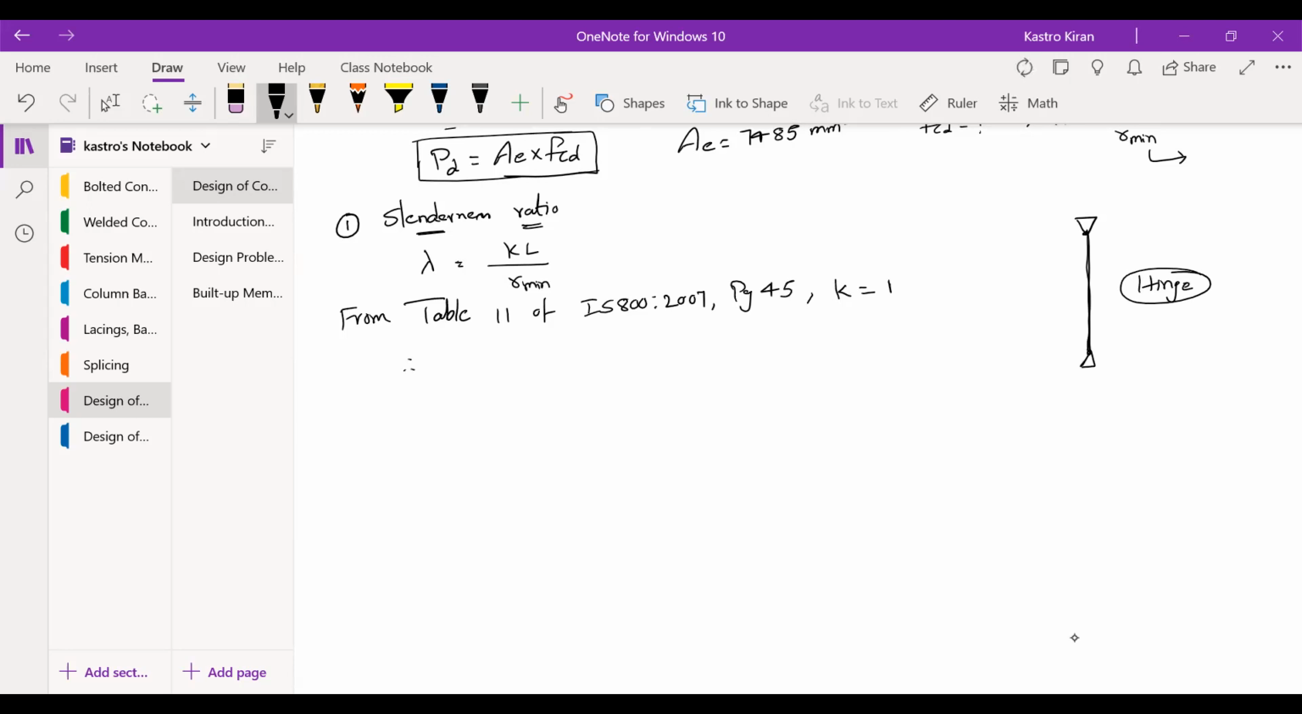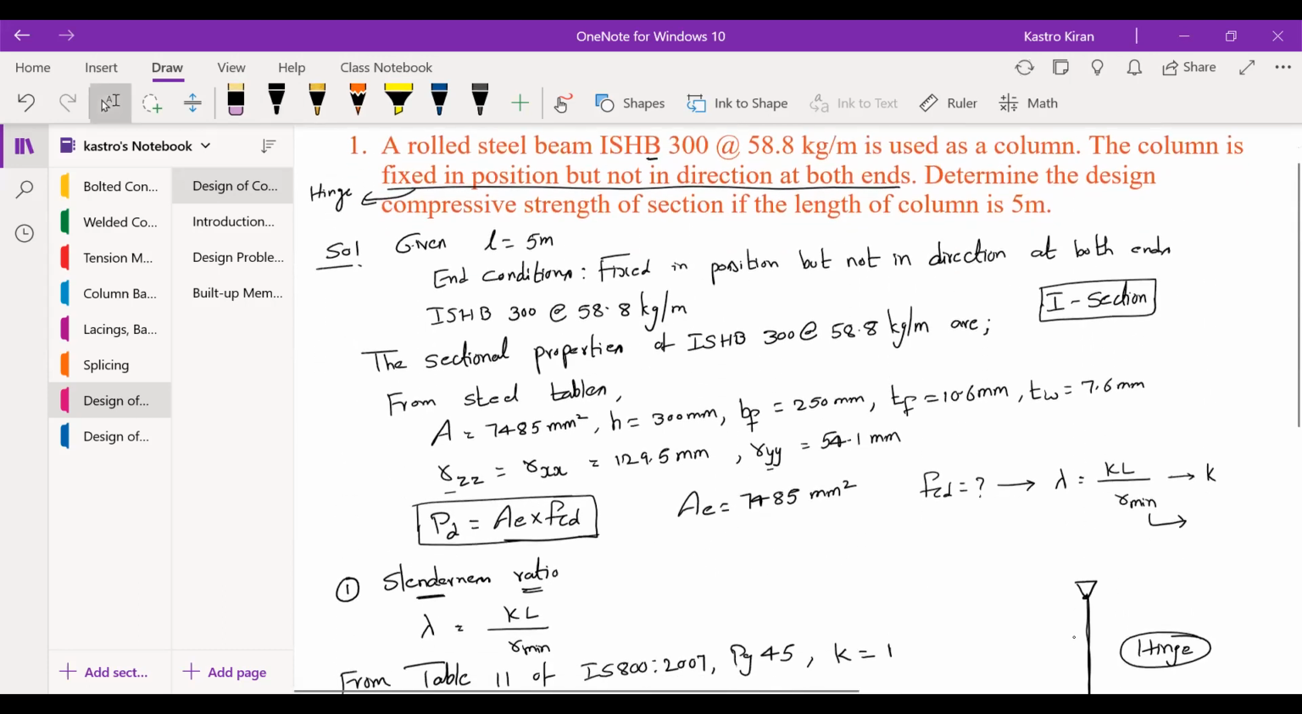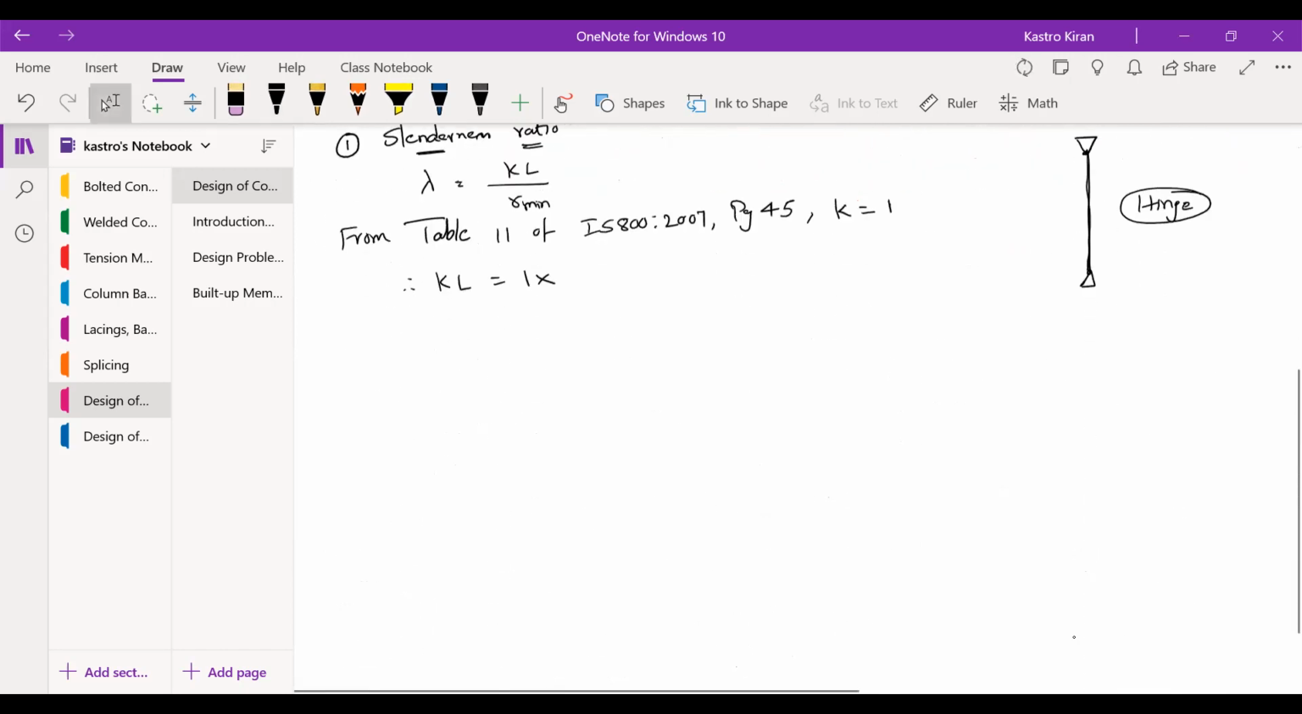Therefore, KL equals 1 into L. What is the length given in the question? It is 5 meters. So 1 into 5 meters, converting into mm, will be 5000 mm. So we have found the value of K as well as KL.